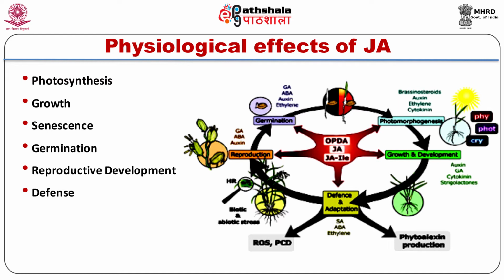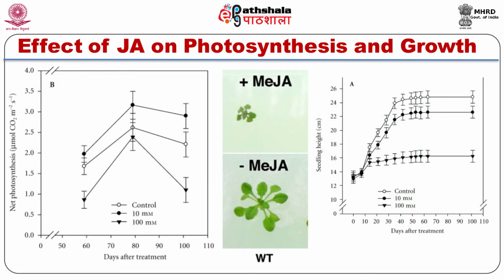Jasmonates modulate the expression of a variety of genes and play a major role in plant photosynthesis, growth, senescence, germination, reproductive development and defense response to biotic and abiotic stress. Jasmonates decrease the expression of genes that regulate photosynthesis. RuBisCO and RuBisCO activase are the two major photosynthetic enzymes down-regulated after jasmonate treatment, hence photosynthesis is reduced.